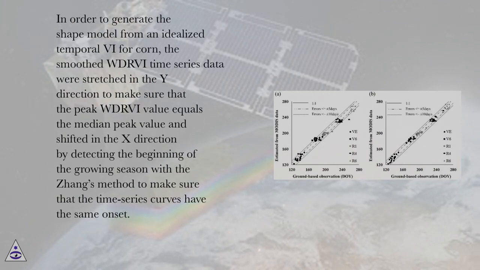In order to generate the shape model from an idealized temporal Y for corn, the smoothed WDRVI time series data were stretched in the Y direction to make sure that the peak WDRVI value equals the median peak value, and shifted in the X direction by detecting the beginning of the growing season with the Jones method to make sure that the time series curves have the same onset.